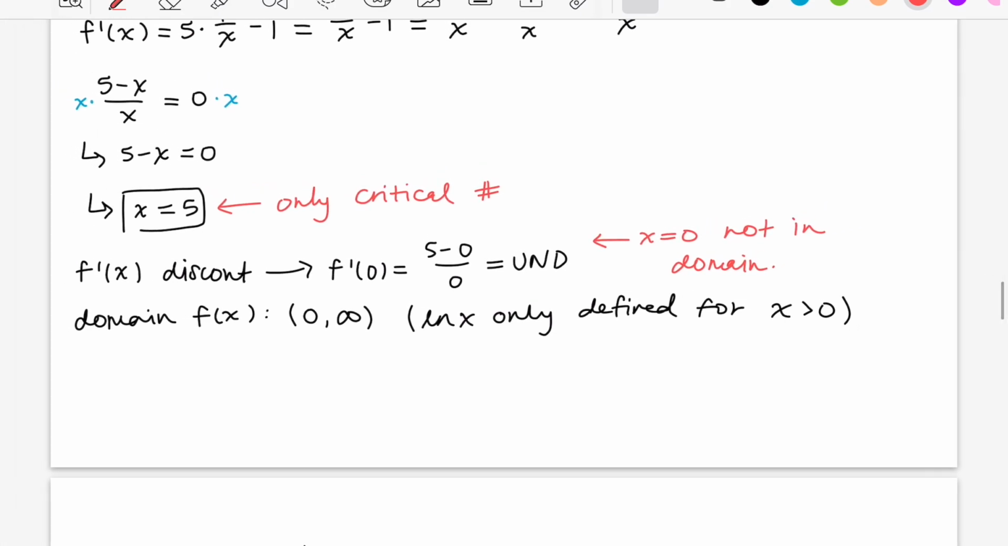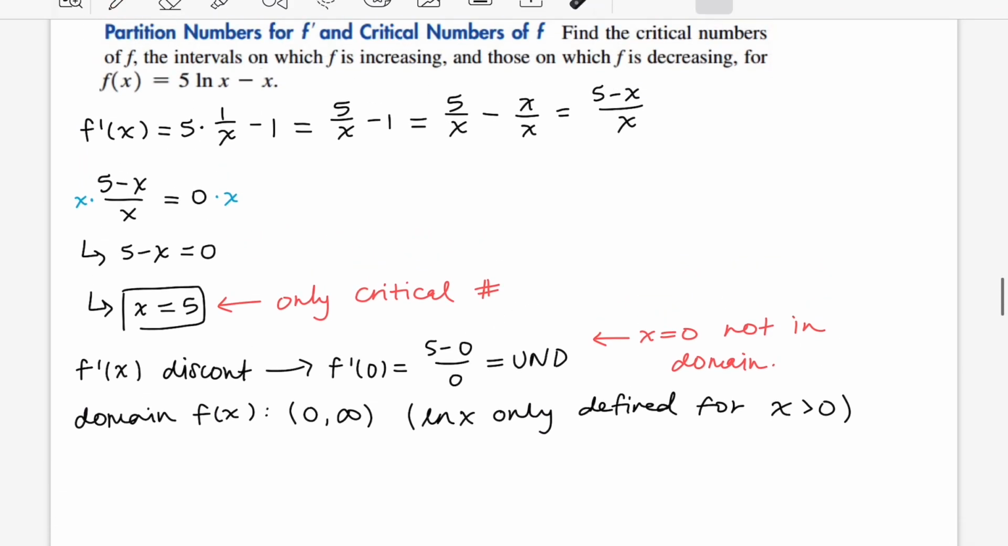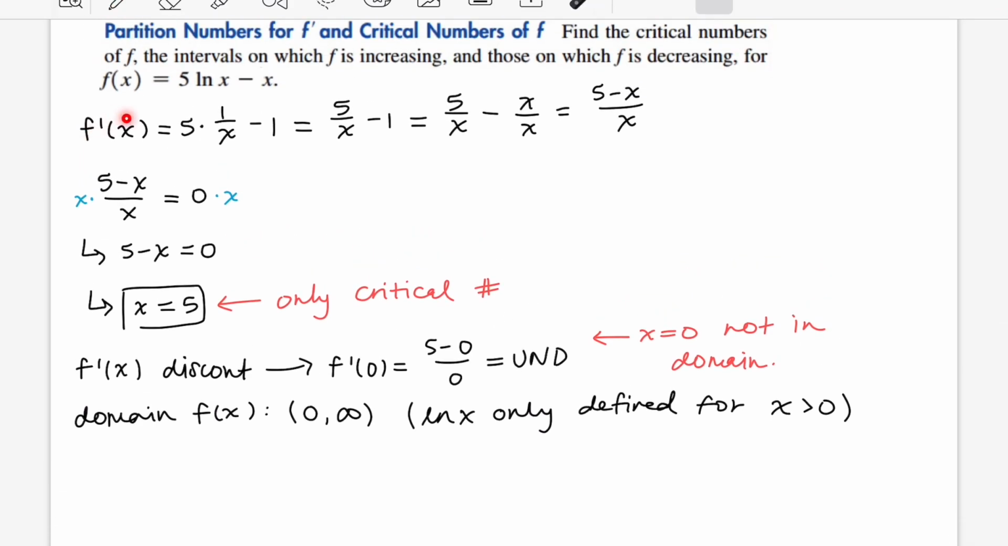All right, so we just have to be careful with that, just making sure that we look at our domain and make sure that the partition numbers for f prime of x actually are in our domain of f of x. That's the only way they will be critical numbers of f of x.